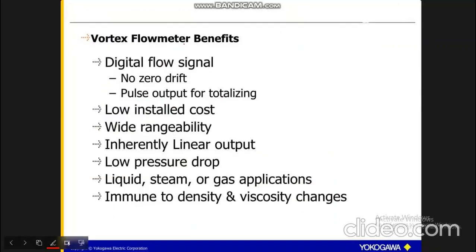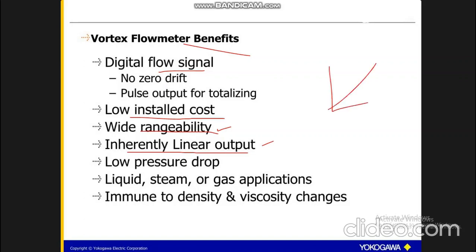And you can see the benefits of it. The benefits are that it can be used for a digital flow signal, low install cost, and a wide range of measurement. It has an inherent linear output. The output gets linear in the graph if you plot. And the low pressure drop: actually the pressure drop is very low, but when you plot the graph for a particular phenomenon, you can see that there is a linear output.